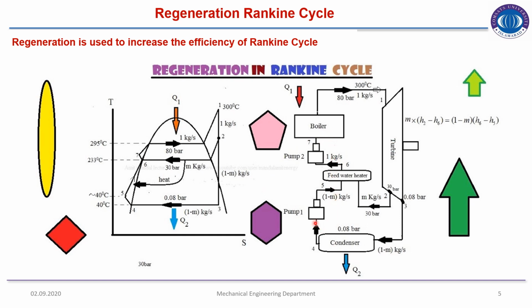So here we have two feed water pumps. Here we have a pump, and this is written as feed water heater. This feed water heater is also known as the regenerator. In some books it is written as feed water heater, and in some books it is written as regenerator. We will discuss that it means the same, but why it is called a regenerator, and why it is called a feed water heater.